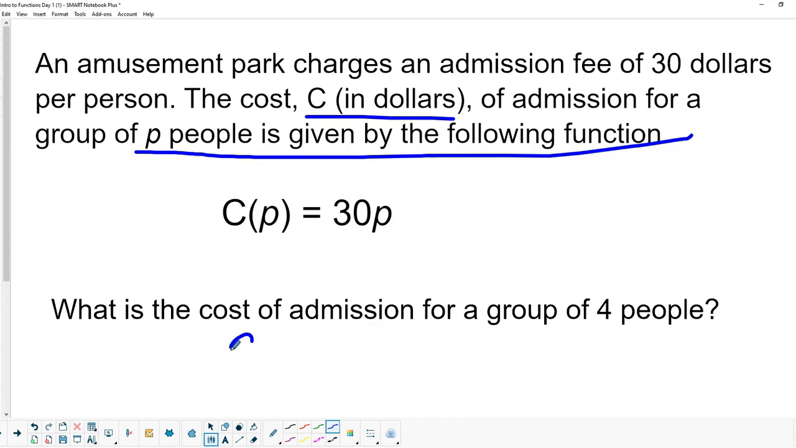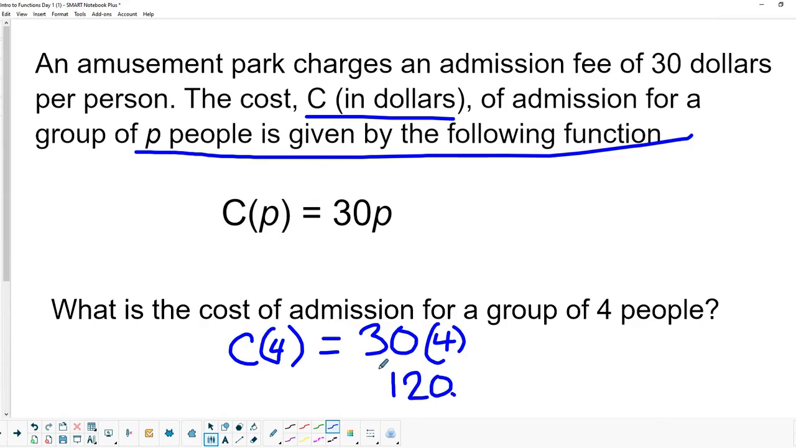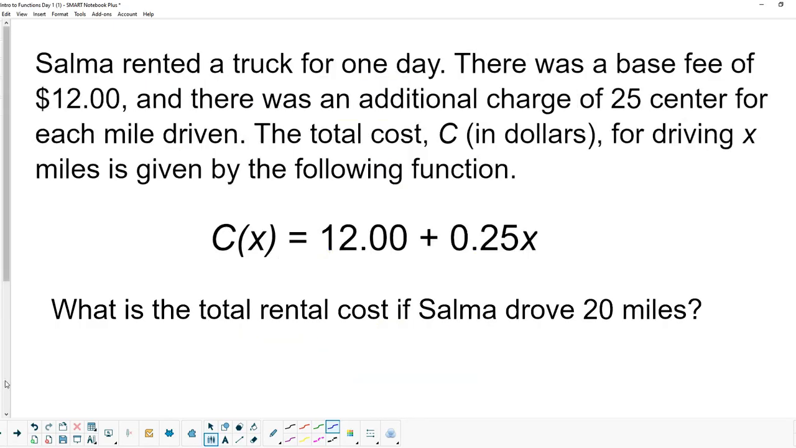So in this cost function, if you will, we're going to find out what the cost would be for 4 people to go. So that would just be 30 times 4, and 30 times 4 is $120, right? So pretty straightforward. And so these functions can be used to find out all kinds of things. In fact, if you knew where they're used in your daily life, they're used to find the cost of your food, the taxes on your food, all kinds of things when you go shopping.